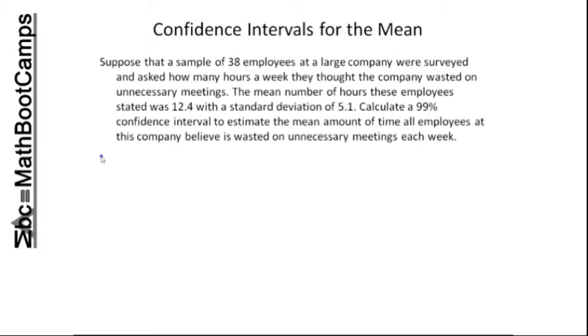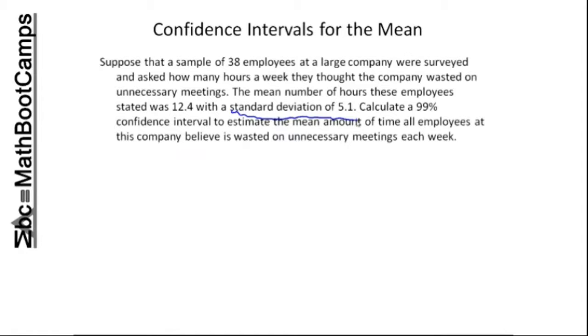All right, in this example, we have a sample of 38 employees. That's a big enough sample. They were surveyed and asked how many hours a week they thought the company wasted on unnecessary meetings. The mean was 12.4, the standard deviation was 5.1, and we're calculating a 99% confidence interval to estimate the mean. I know it's going to be Z or T. The question is, do I have a big sample? Yes. Next question is, do I know the population standard deviation? Some people may say, well, isn't that it right there?